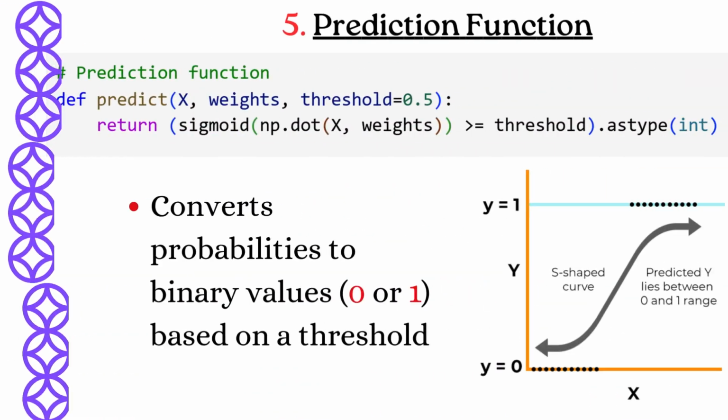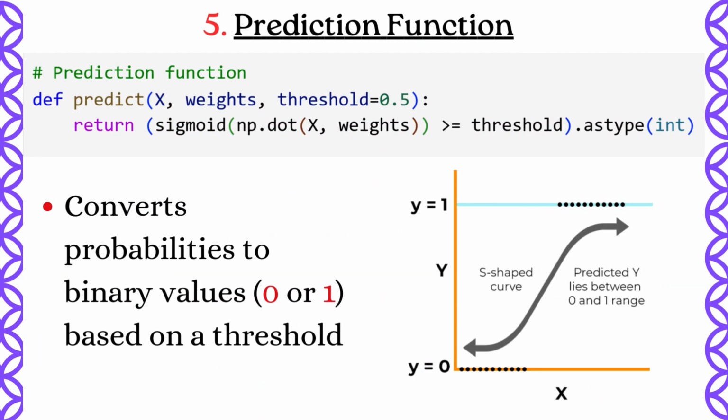5. Prediction function. Uses the learned weights to make predictions by applying the sigmoid function. Converts probabilities to binary values, 0 or 1, based on a threshold, default 0.5.